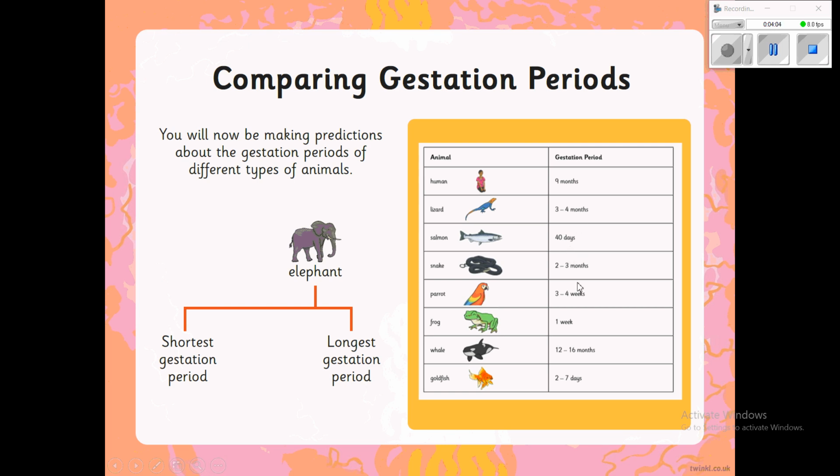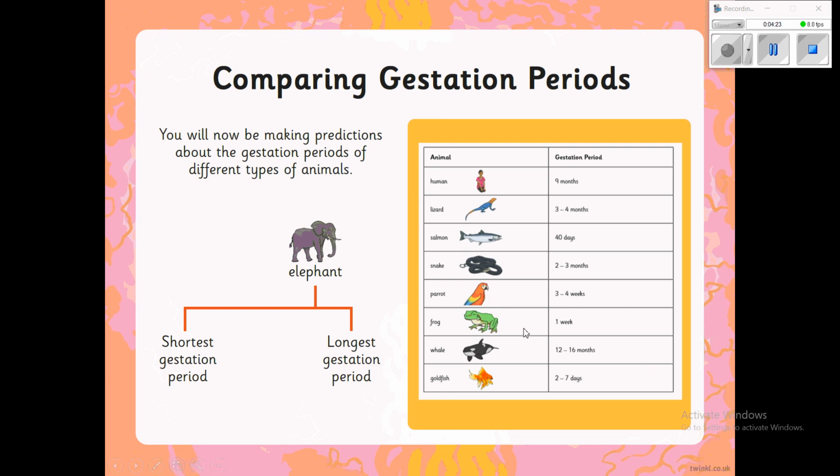2 to 3 months for a snake. Only 3 to 4 weeks for a parrot. 1 week for a frog. 12 to 16 months for a whale, so it's a long, long time, even longer than a human. And goldfish is only 2 to 7 days, so they're only pregnant for 2 to 7 days before they give birth to the baby form of what they are.